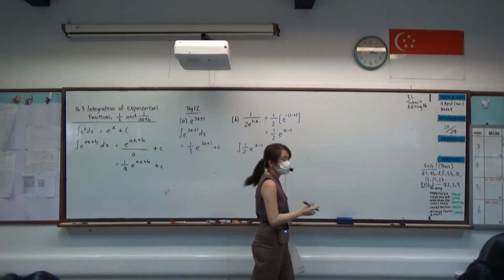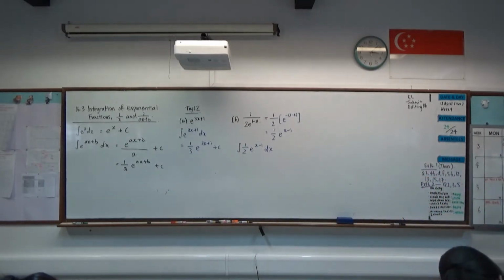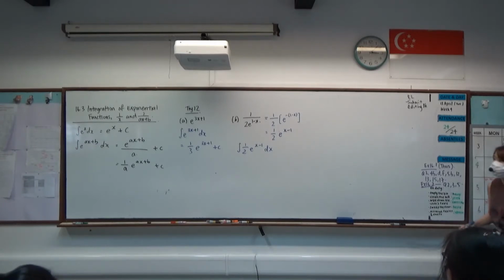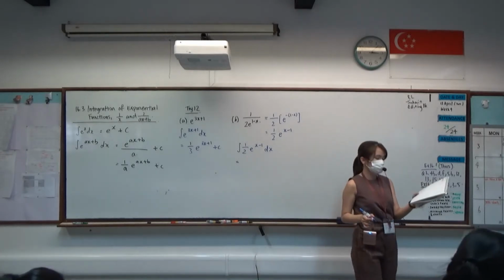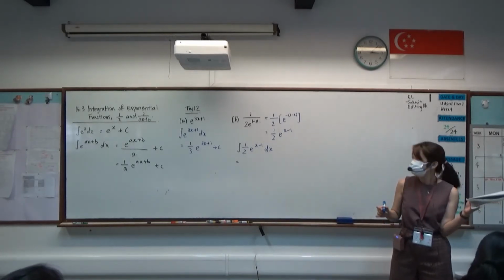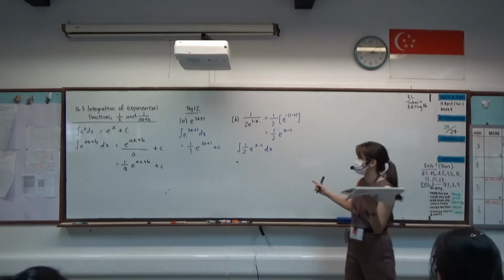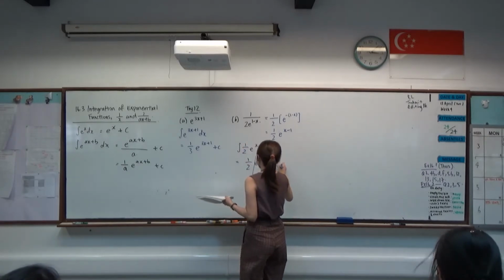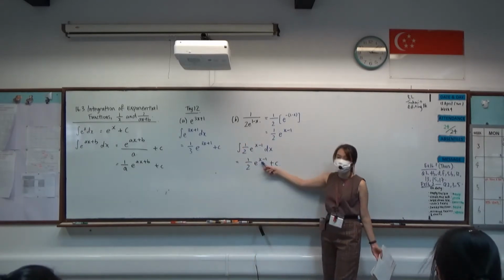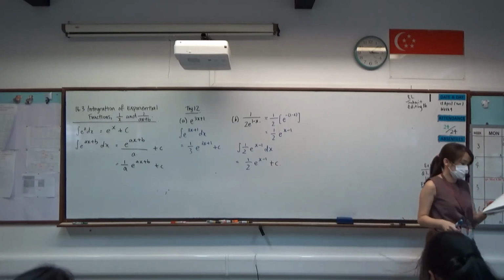So therefore the integration of half e to the power of x minus 1, what do you think the answer would be, Kelly? Half e to the power of x minus 1 plus c. Great. There's no coefficient for the x, or rather it's a 1, so we don't have to explicitly write down the division of 1.